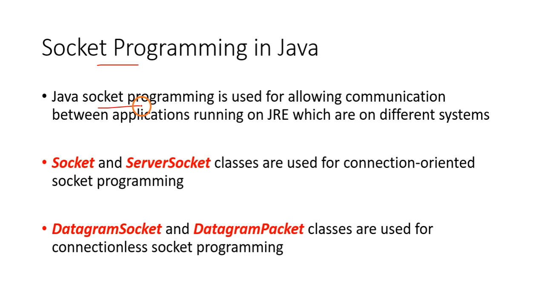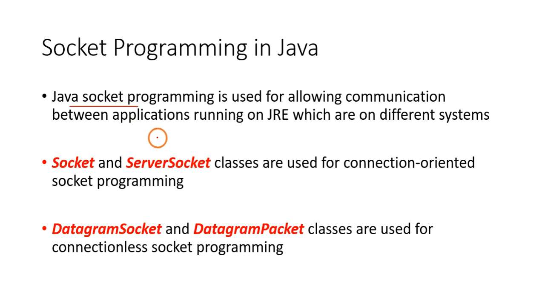The purpose of Java socket programming is to allow communication between applications running on the Java runtime environment on different systems. In our example, there is a client and a server. There is a JRE on the client and a JRE on the server. The application on the client will communicate with another application running on the server. For that we need Java socket programming.